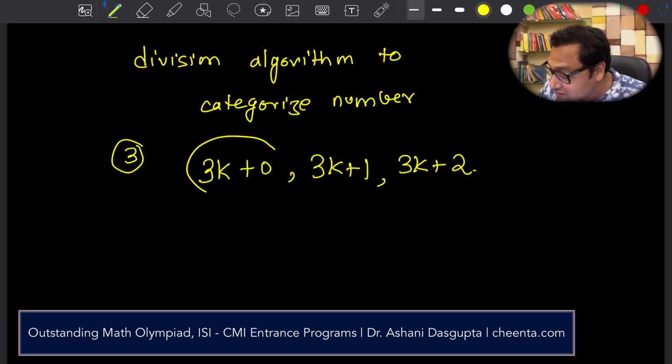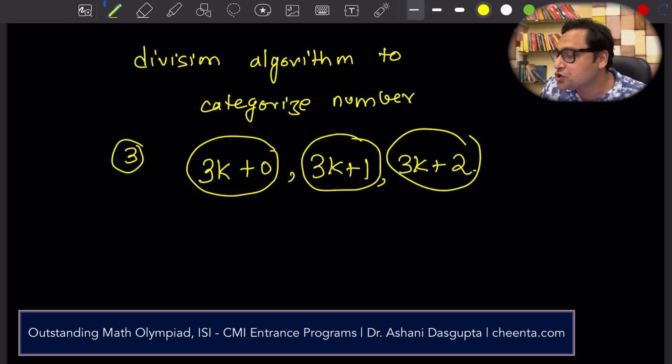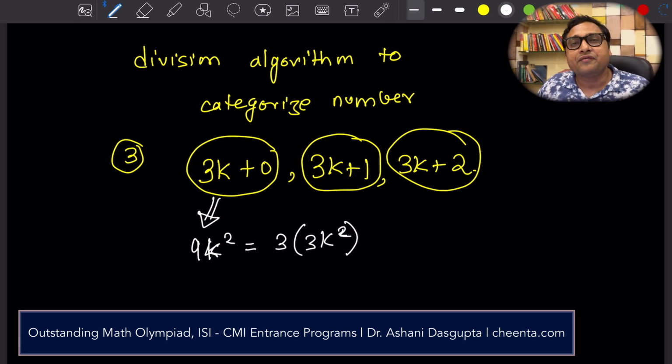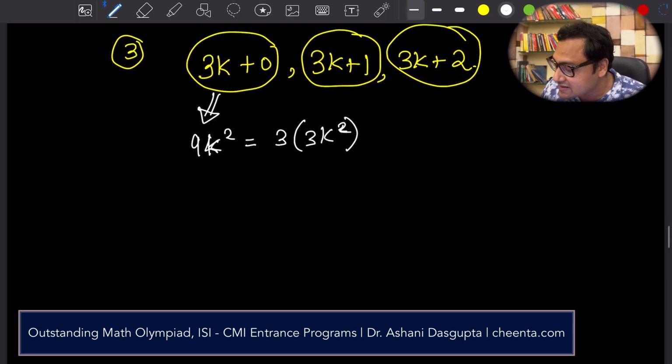So how is this useful? Let me quickly show you a simple application. If you square a number, of course you get perfect squares. So let me square each of them. Squaring 3k, I'll get 9k square, which is essentially 3 times 3k square. So a multiple of 3. If I square a multiple of 3, I will get a multiple of 3. No problem with that. Let's square the next one, 3k plus 1 whole square.